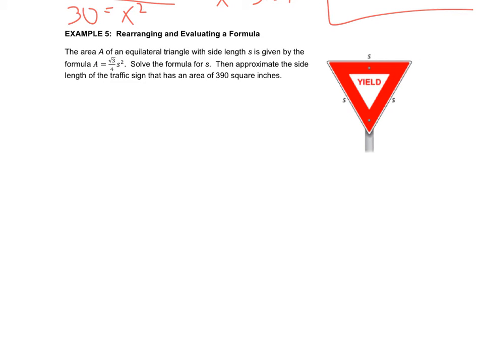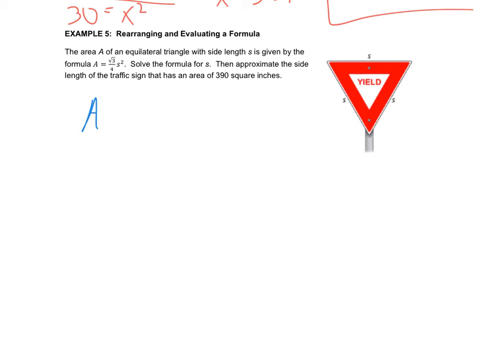Lastly, for example 5, we're going to rearrange a formula and then evaluate it based on the information that's given. So the area of an equilateral triangle with the side length of s, the area of this type of triangle, is given with this crazy formula here. They want us to first solve for s. So that's the first part.